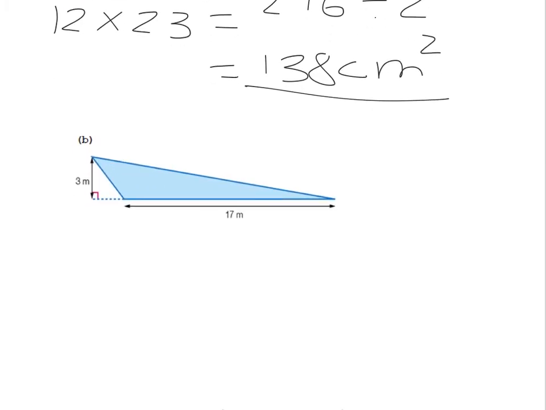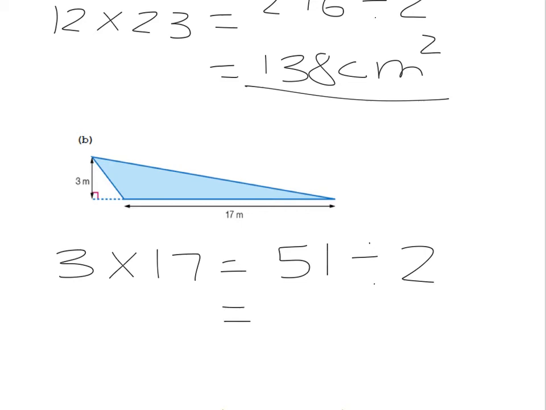All right, let's move up and do this one here. With this one, you've got a height of 3 meters, and you've got a base of 17, okay? So we go 3 times 17. Let's work it out on my little calculator. Gives me 51. Are we finished? No, we have to divide it by 2 because it's a triangle. 51 divided by 2 gives me 25.5. And what is it? Meters squared. Okay. Now, that's triangles for you.